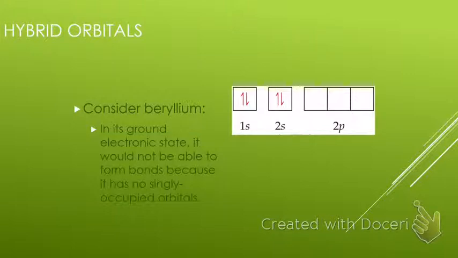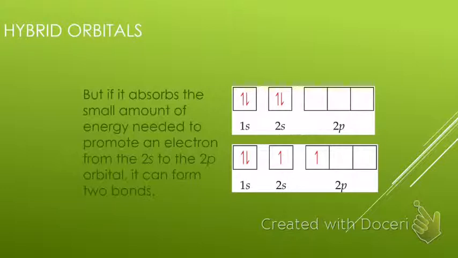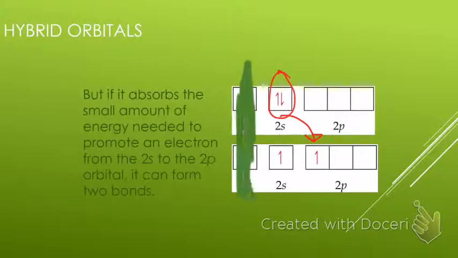Here we can immediately get rid of the 1s orbitals, because those are not the valence electrons. The only valence electrons that beryllium has are in the 2s, and if you notice, the 2s orbital is already full. So in its ground state, it cannot form a covalent bond because it has no singly occupied orbitals. Instead, if you give it a little bit of energy, just like what we've been talking about in class, we can take one of these electrons and bump it up into the 2p orbital. Once again, you can ignore the 1s.